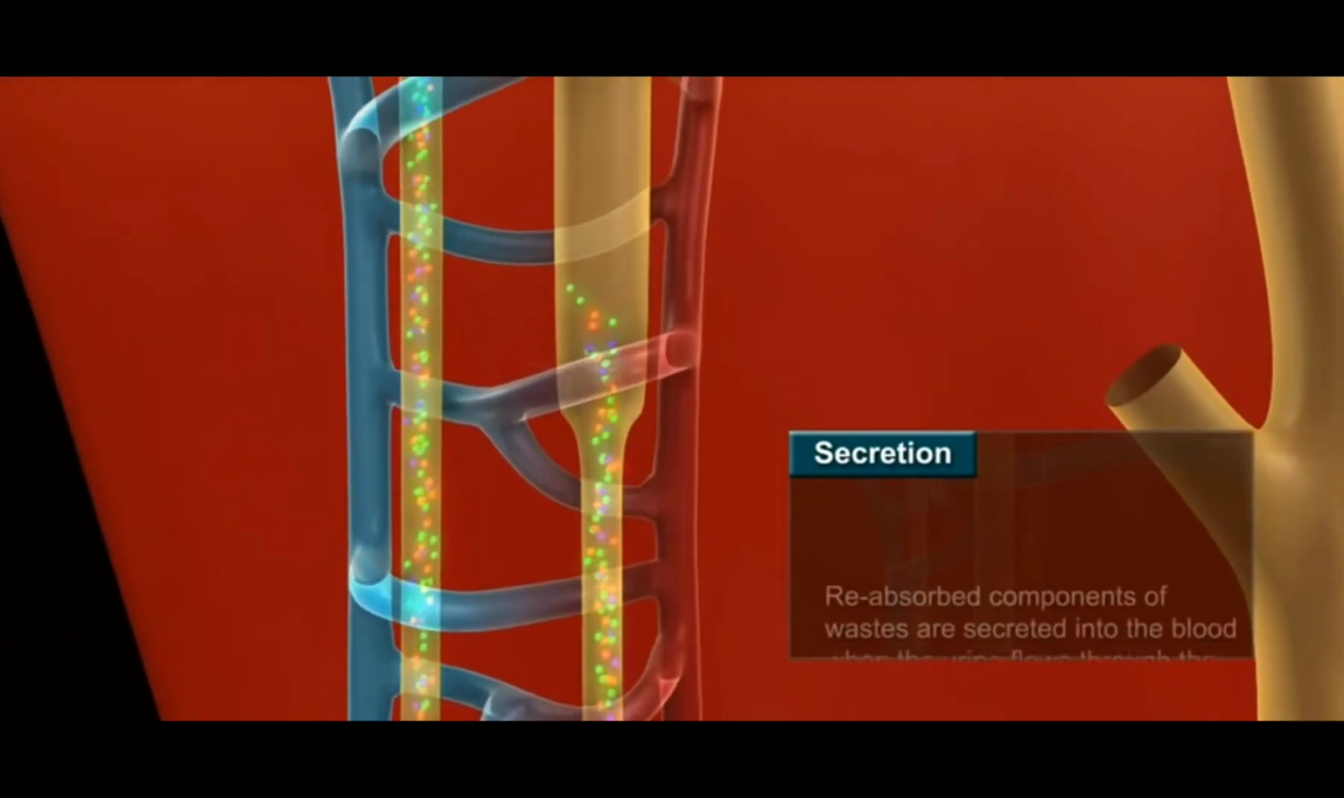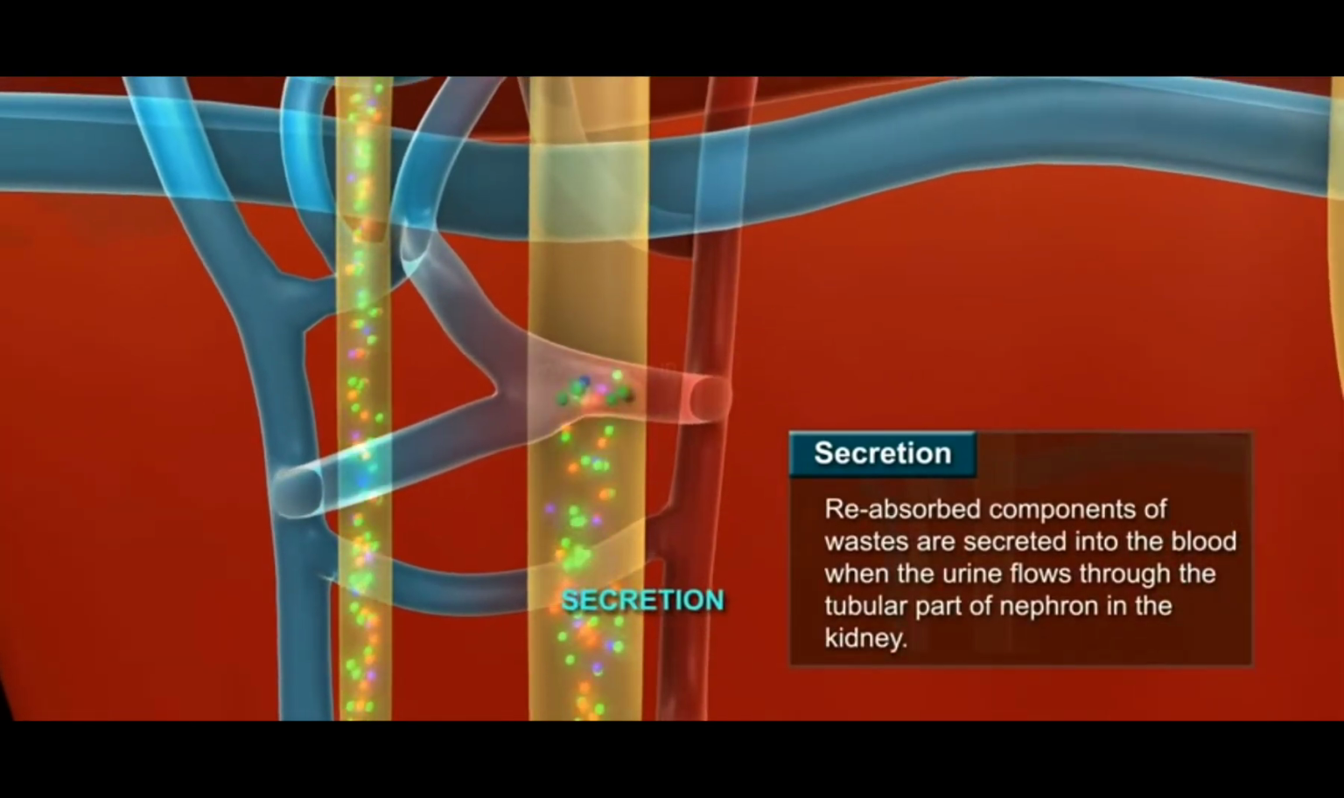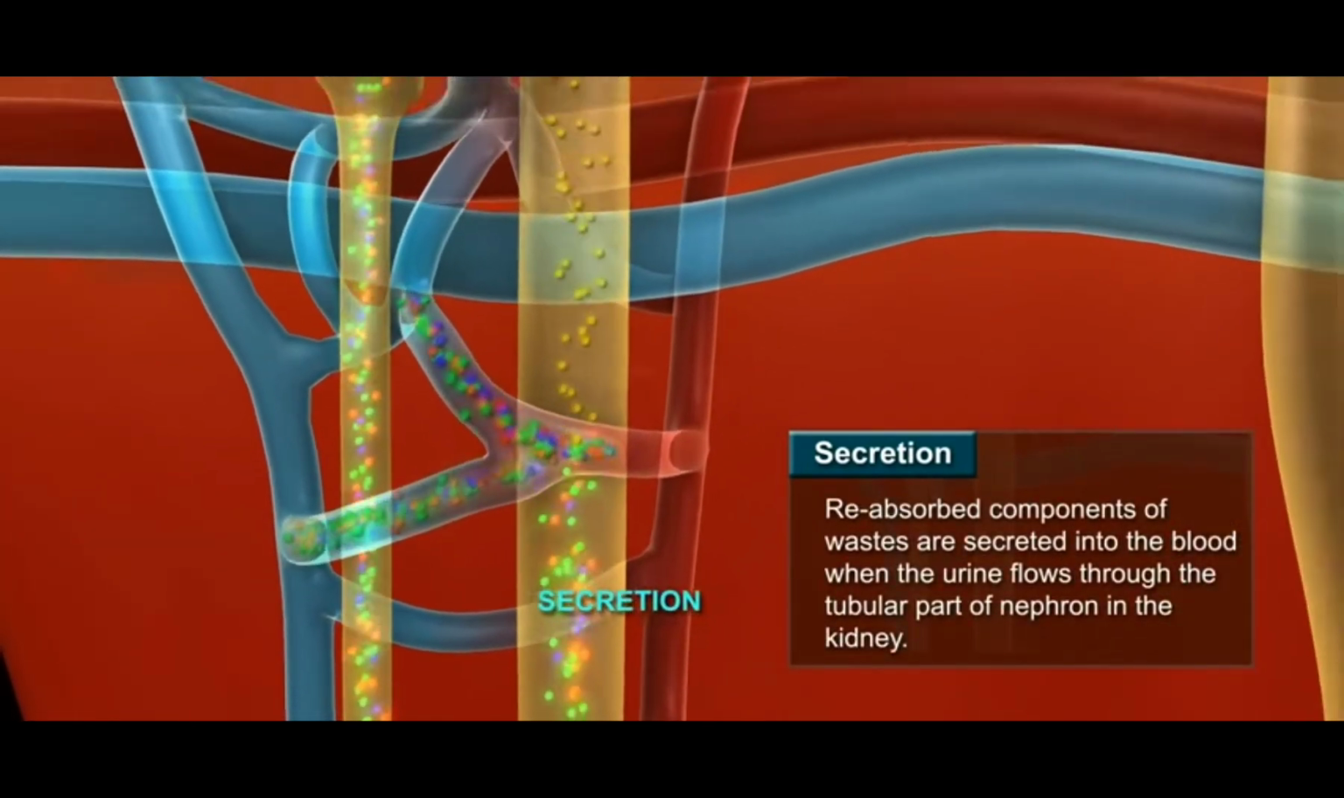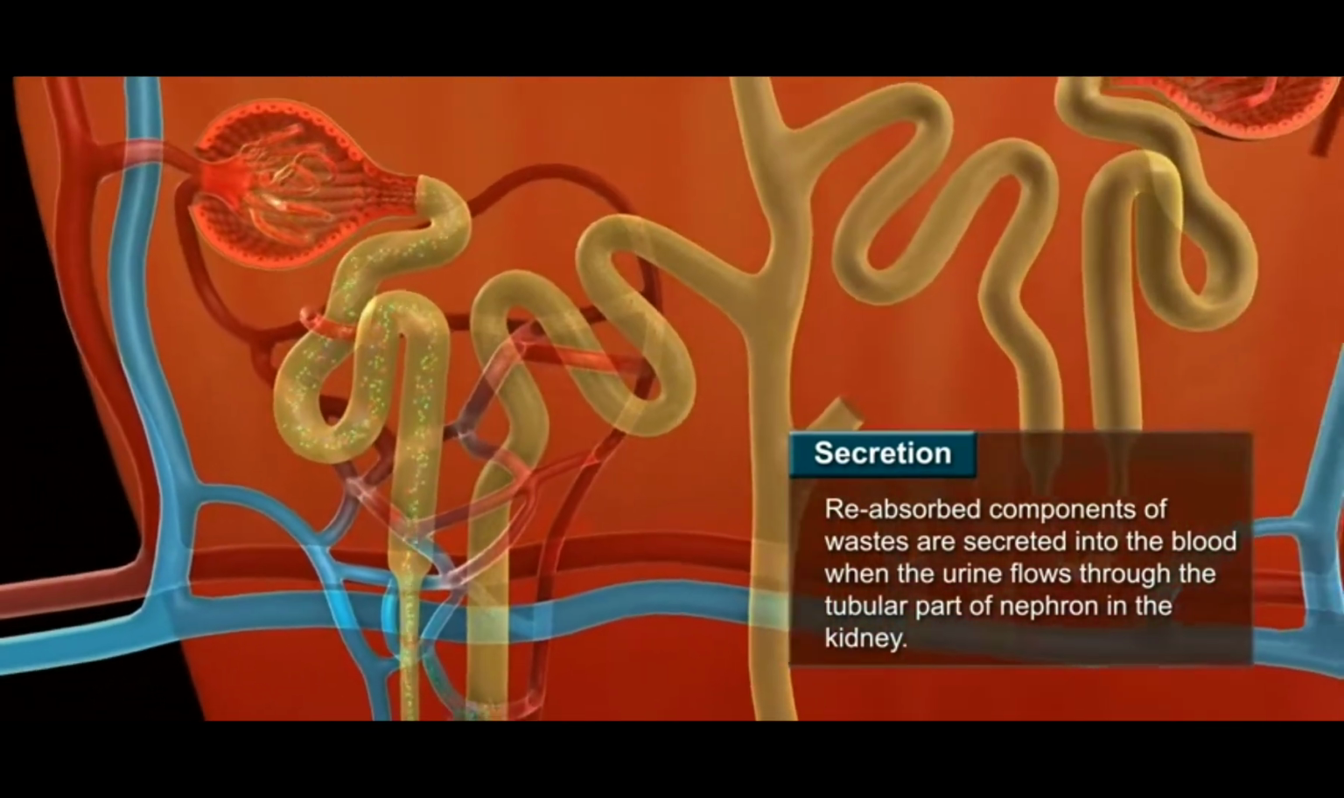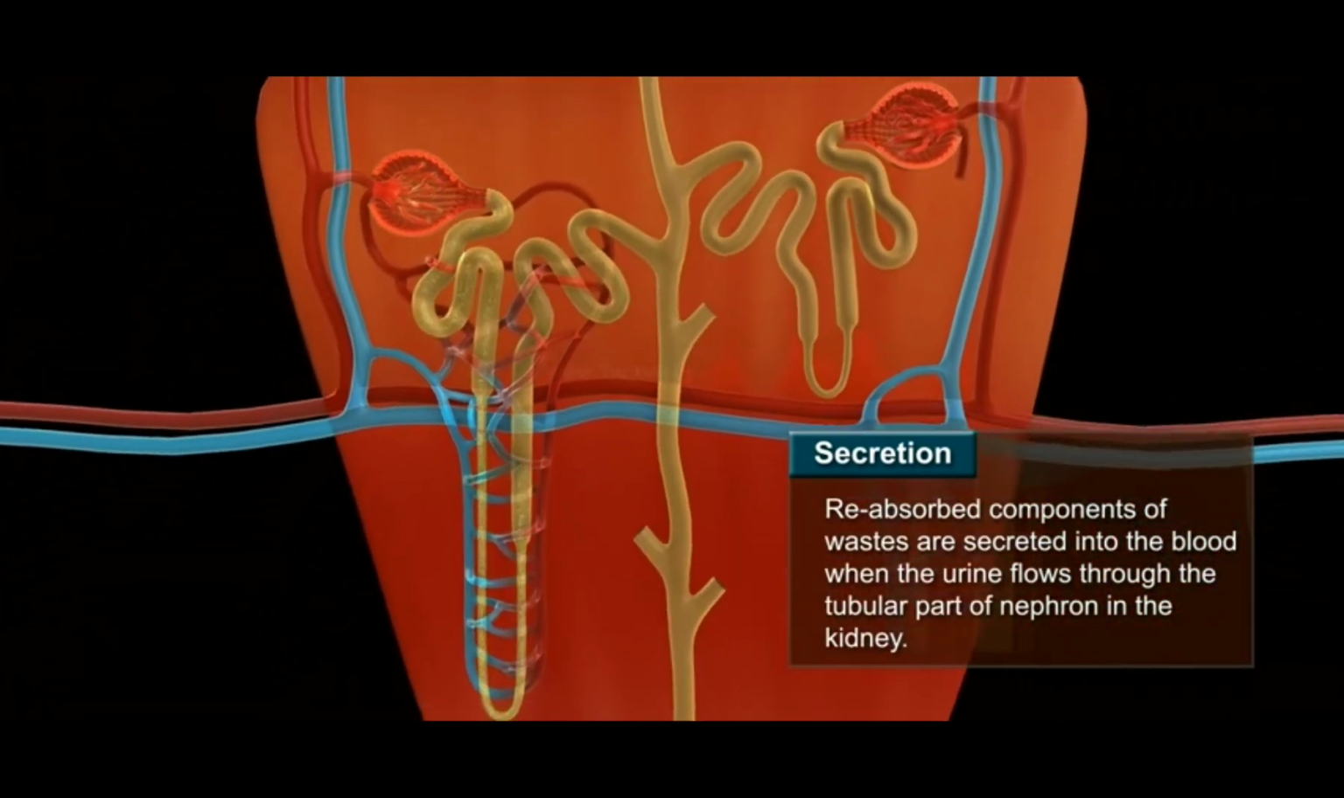Secretion. Components of wastes are secreted into the blood when the urine flows through the tubular part of the nephron in the kidney.